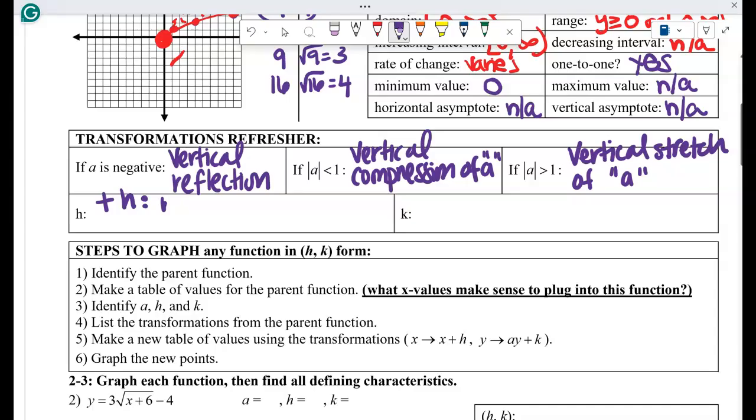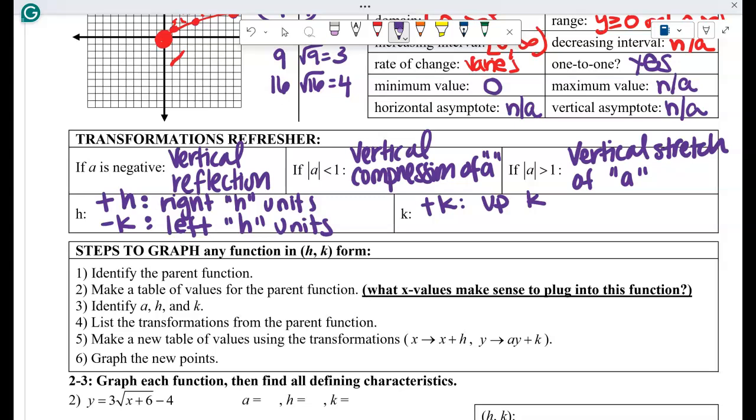Then we have H, a positive H, guys, a positive H. This is going to go right H units, whatever H units may be. A negative H is going to go left H units. Now K, positive K, this is going to tell us that we're going to go up K units. And then a negative K, this is going to tell us go down K units.